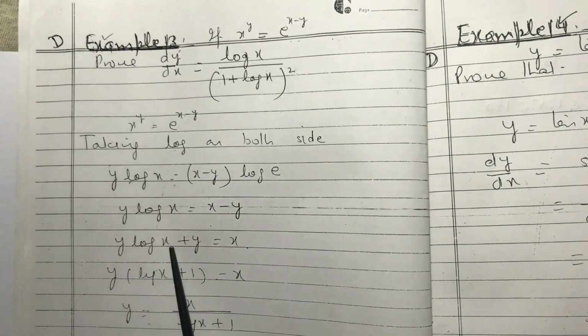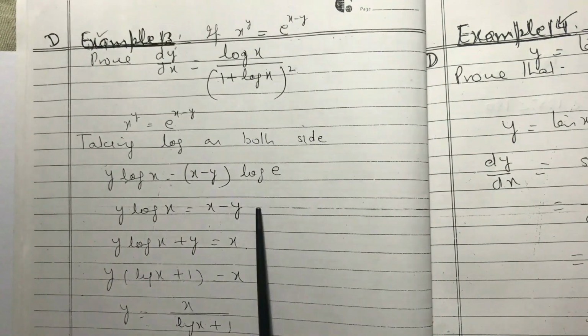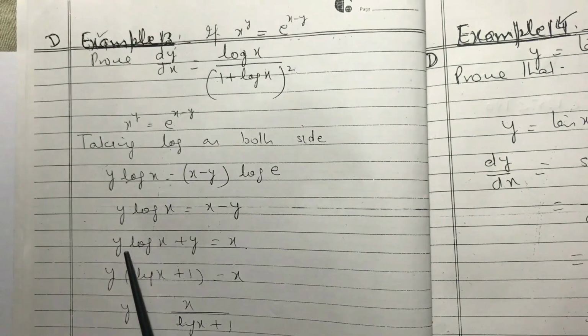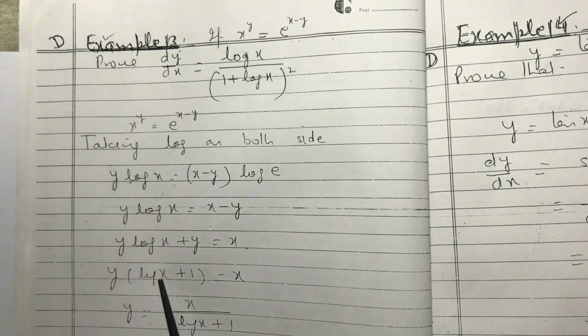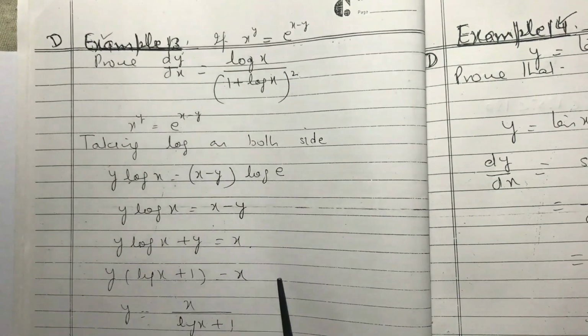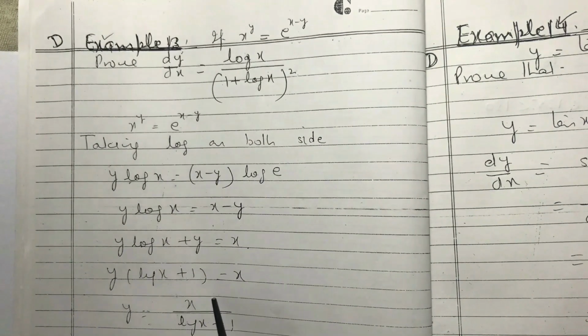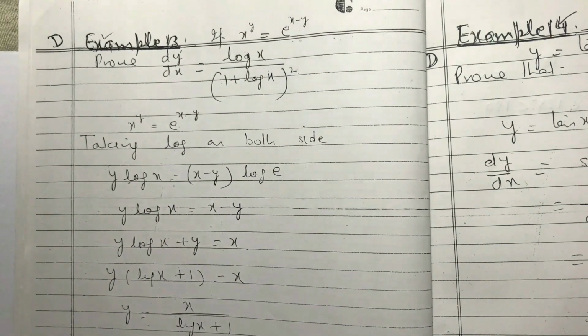Log e is 1. So you will have y log x is equal to x minus y. Take this y to this side. You will have y log x plus y is equal to x. Take y common. Log x plus 1 in the bracket is equal to x. So the value of y is equal to x upon log x plus 1.